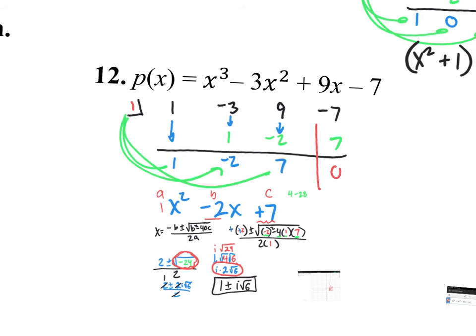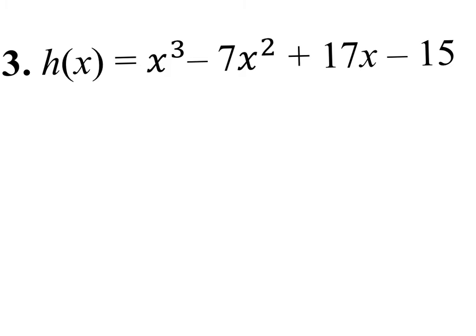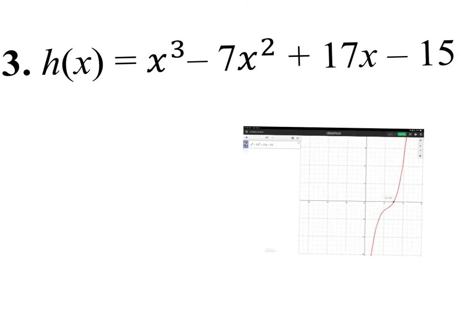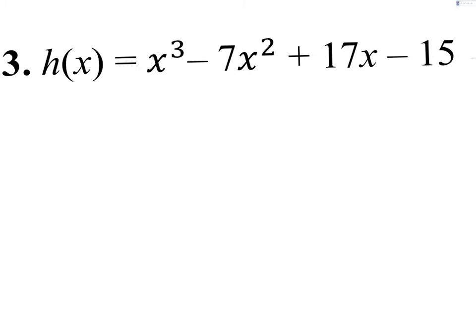Okay? So make sure that you get really comfortable with that Desmos app, because that will find you some real answers, and it'll help you find the other imaginary answers. So let's type this one into Desmos to find our real answers. So there it is, typed in, nice and neat, and we see that it does cross the x-axis at 3, 0, which means that x equals 3 is a solution to this problem. So x equals 3 is an answer.